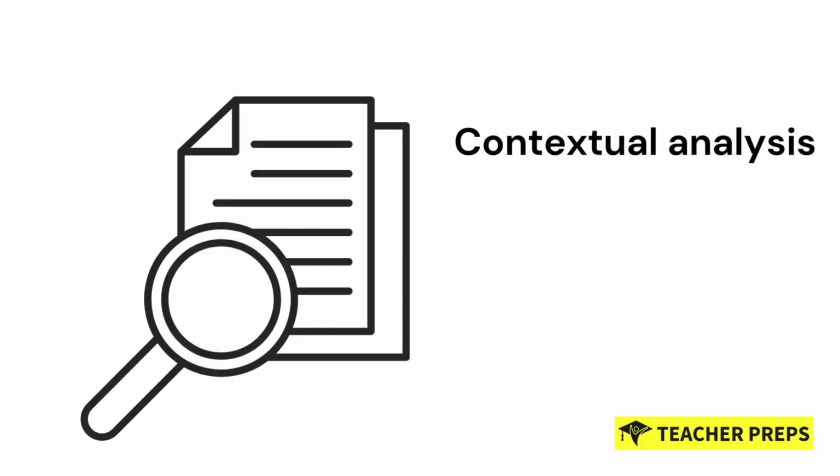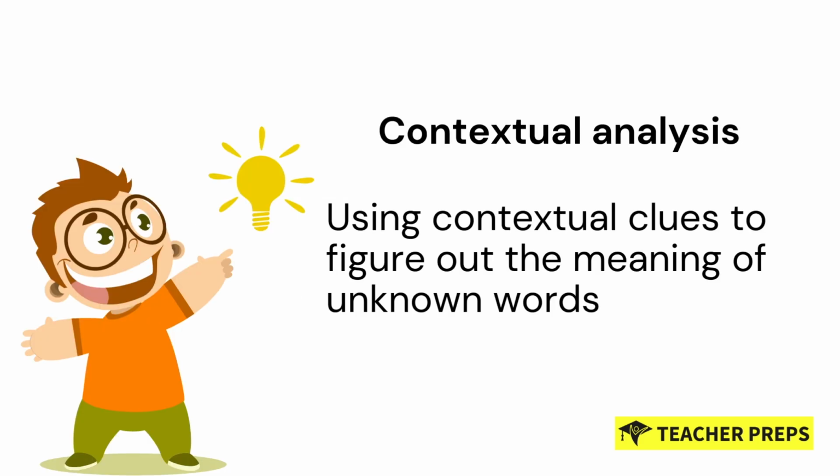If on your exam you're presented with a question for how to teach students to independently understand the meaning of words, you can certainly use morphemic analysis. However, it's important to know the second strategy called contextual analysis. Contextual analysis is when children use contextual clues to figure out the meaning of unknown words.